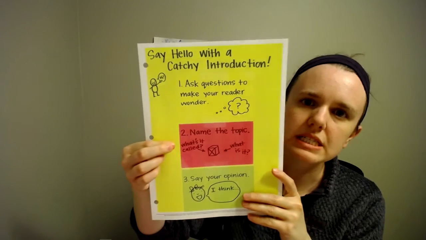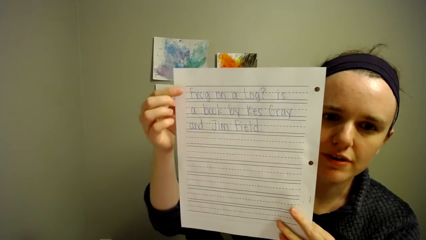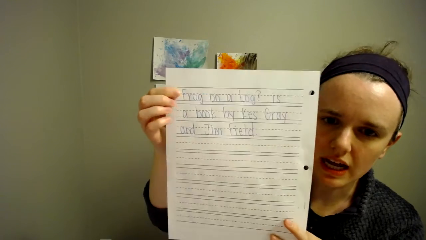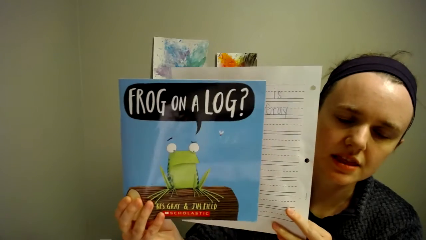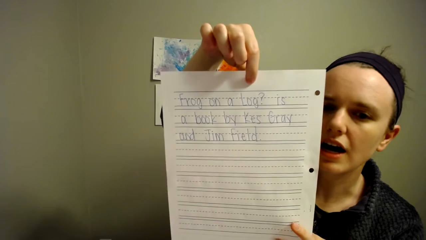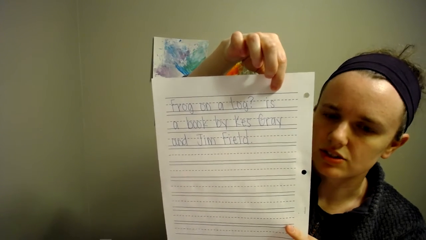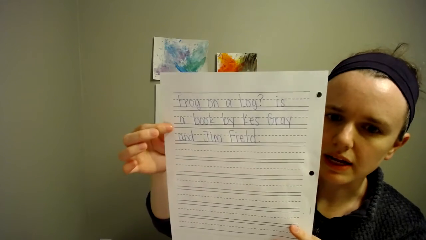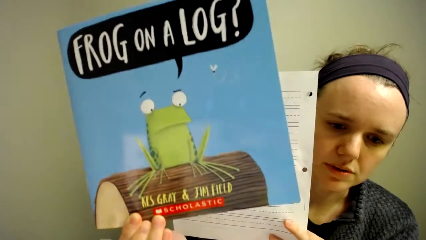And then my next job is to name the topic. I'm going to use my next sentence to tell what I am writing about. Okay, so next I'm going to explain what I'm writing about. Frog on a Log is the title of my book. I included this question mark because it's part of my title. Do you see it there at the end of the title? So I put it in there. Frog on a Log, and then I'm still going with my same sentence, so I just kept going. Is a book by Catchy and Jim Field. These are the people who wrote the book.